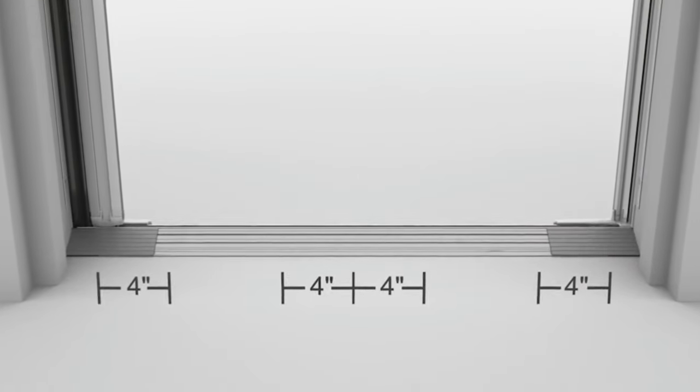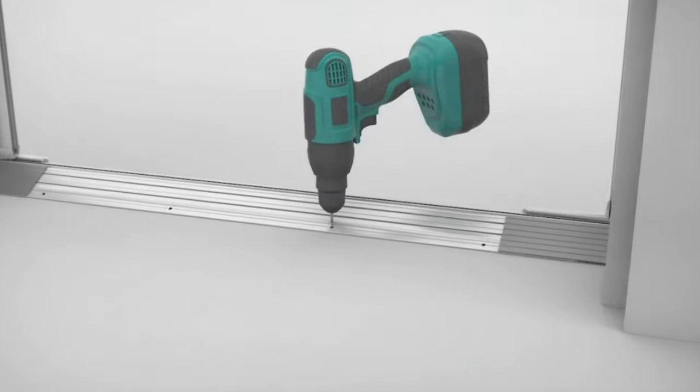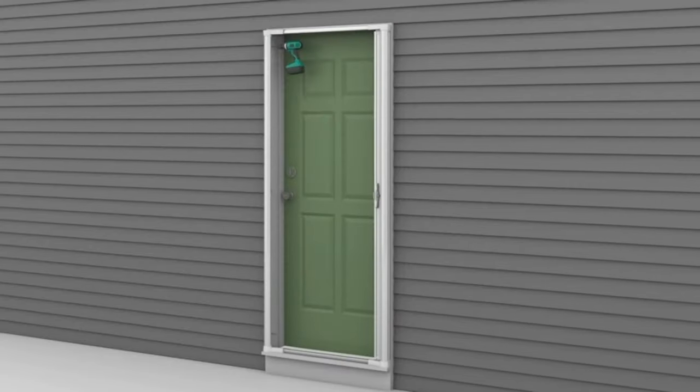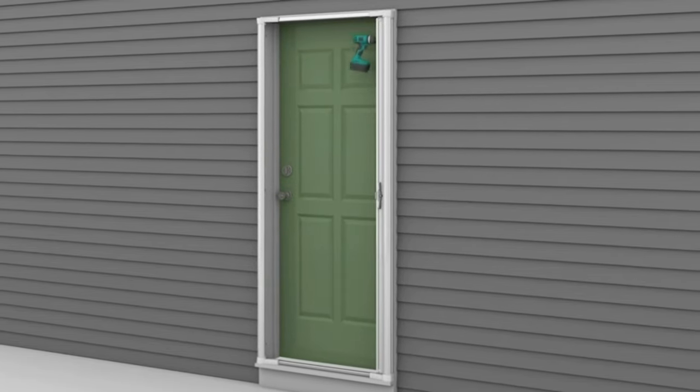Drive sill screws 4 inches from either end and 4 inches to the left and right of the center of the sill plate. All sill screws should be installed in the outermost channel, 1/4 inch from the front edge of the sill plate. Insert the housing screws into all remaining pre-drilled holes on each vertical housing flange. There are 2 on each side. Securely tighten all of the screws.